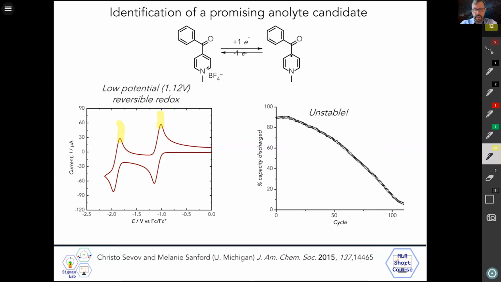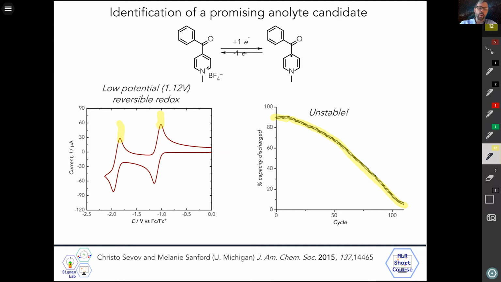For the purposes of this study, I'm only going to talk about the radical stability. Unfortunately, this parent molecule that they originally reported in a JACS paper in 2015, if you cycle it, that means you charge and discharge it a bunch of times, you'll note that it has a flat curve here, but very rapidly decomposes over 100 cycles. And if you want to, let's say, apply a molecule of this sort to a flow battery, these things have to be stable to tens of thousands of cycles, if not more. And so this is clearly not going to be an effective molecule.